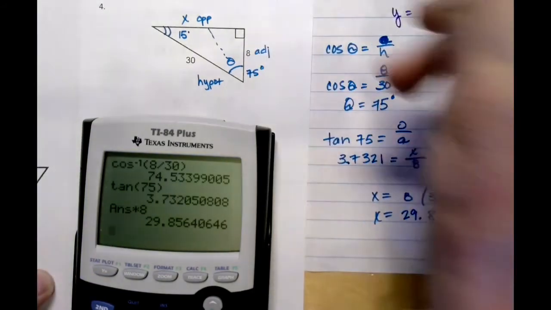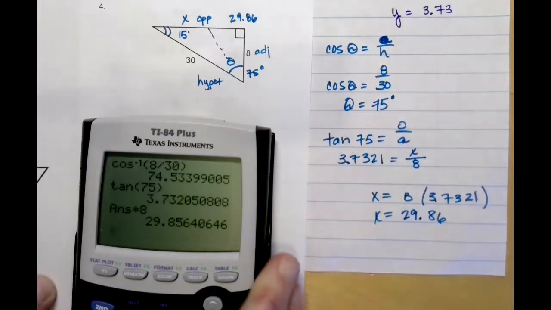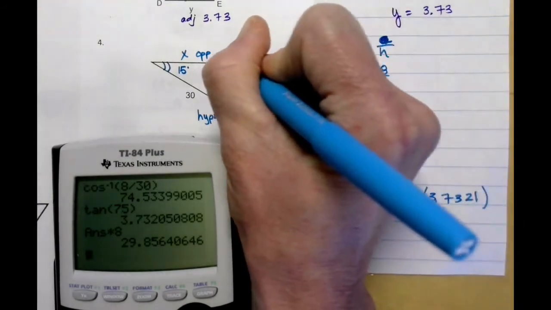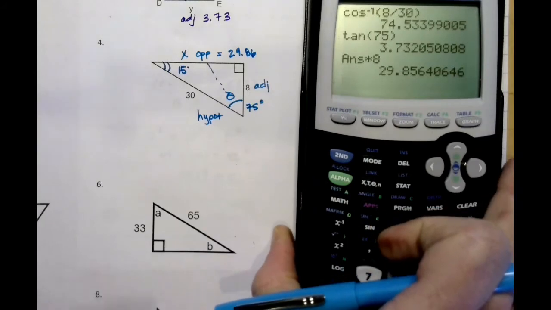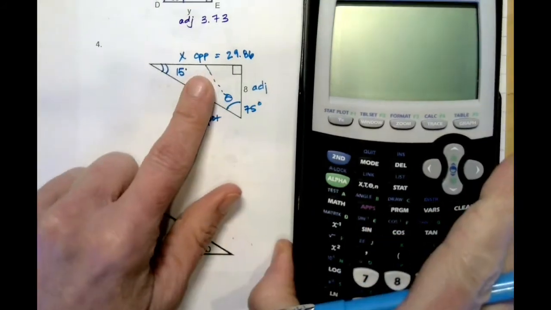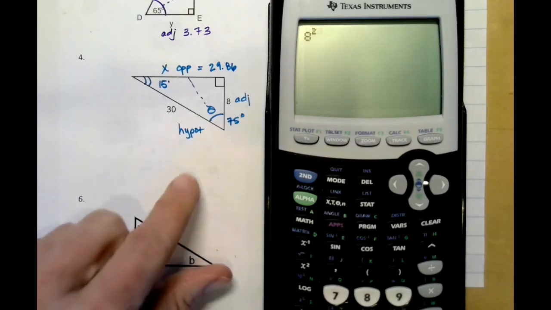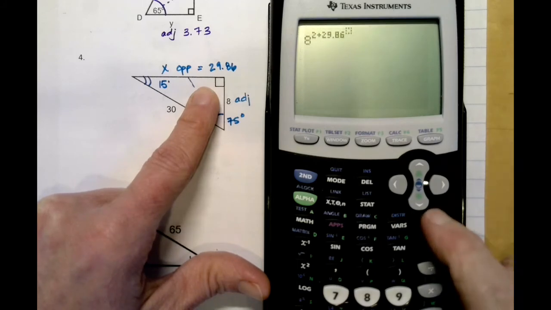So I have 29.86 is my side length. So 3 sides. Now you can check and see how accurate you are by testing this through Pythagoras. Is 8 squared plus 29.86 squared. Oops. Let me clear that out.